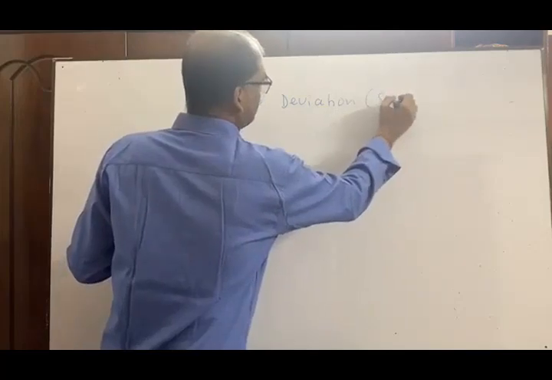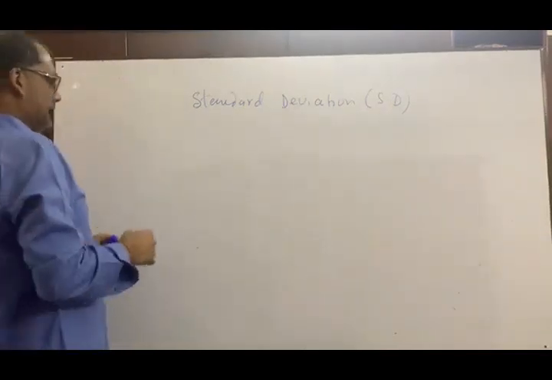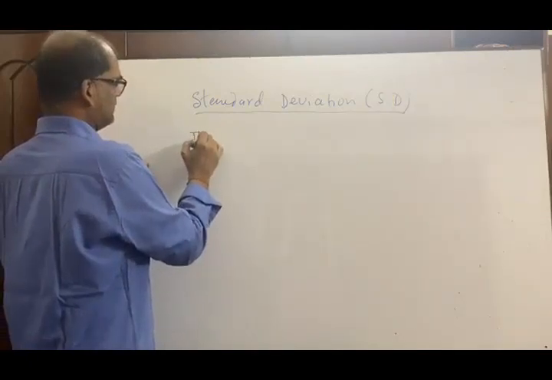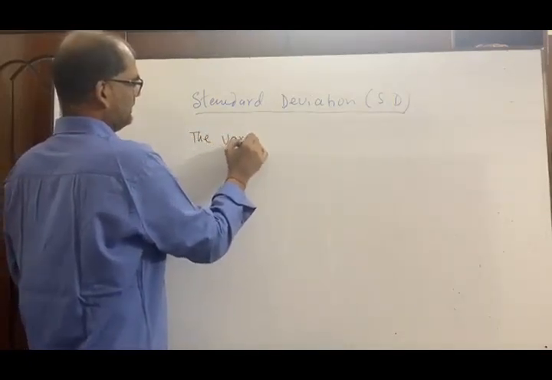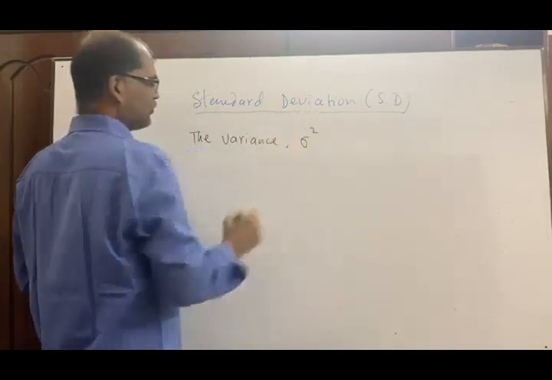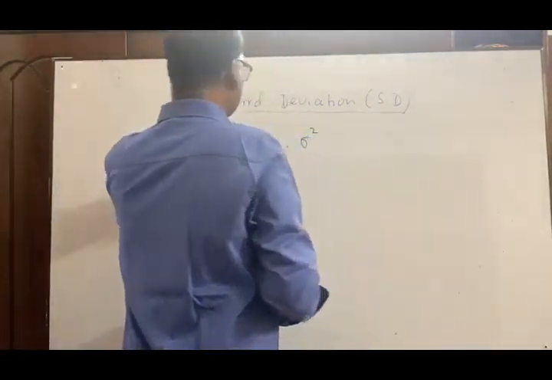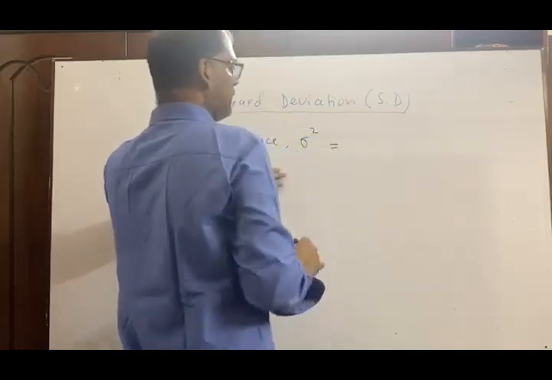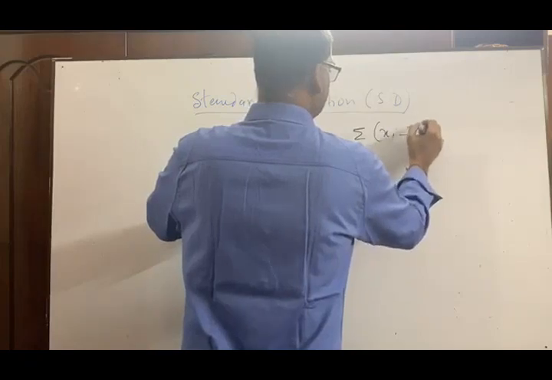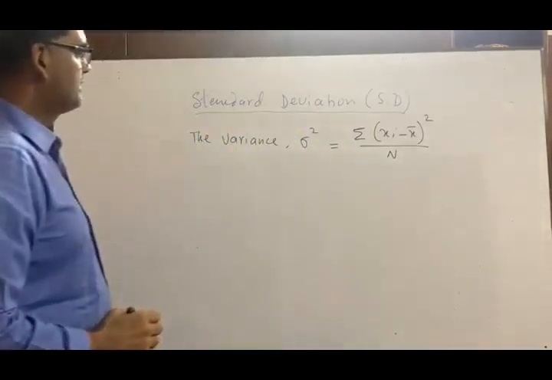It is known as SD, standard deviation. Okay. Here at first we have to know the variance. The variance is known as sigma square. You write down sigma square. Sigma square is equal to what? Sigma square equal to summation xi minus x bar whole square by n. This is known as variance.